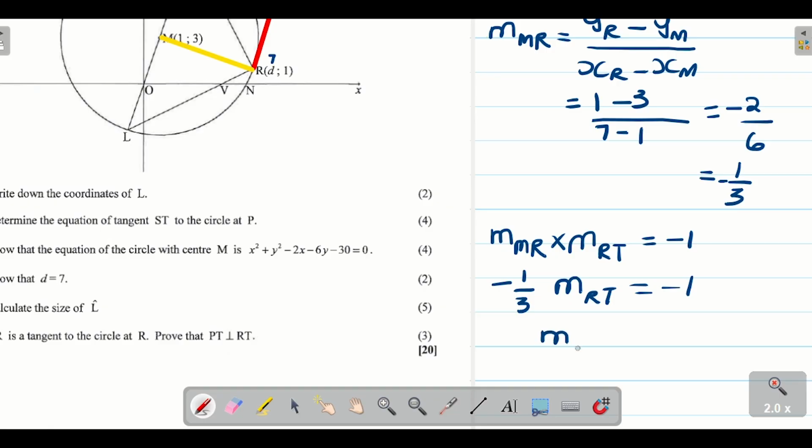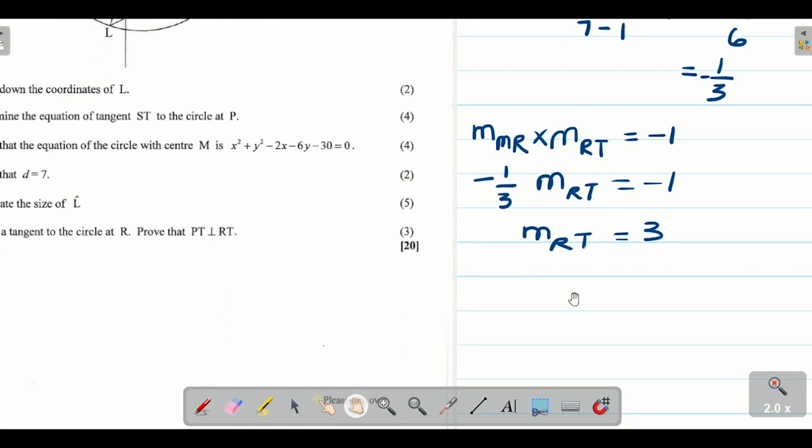And to find RT, we can divide by negative, or we can simply multiply everything by -3. Then we're going to end up with +3 because -1 times -3 will give you +3. Here we're going to have -3 times -1 over 3. The 3's will cancel, so you end up with +1 times the gradient of RT. So you end up with this.